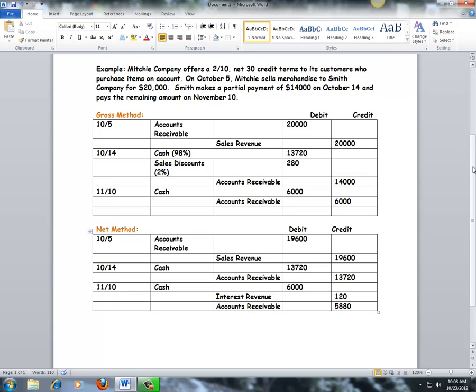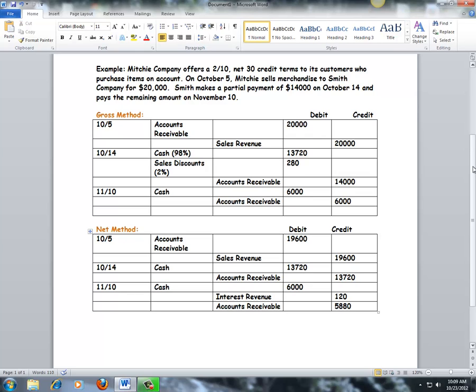But while he's satisfying $14,000 of accounts receivable, because I offered him 2% off, he only has to send me $13,720, which is 98% of $14,000, in order to satisfy that debt. The other 2% is debited to the contra revenue account sales discount, which brings my sales down to actual amounts. And then finally, when he pays on November the 10th, the $6,000 is going to have to be paid to satisfy the remaining accounts receivable because no discounts are allowed.